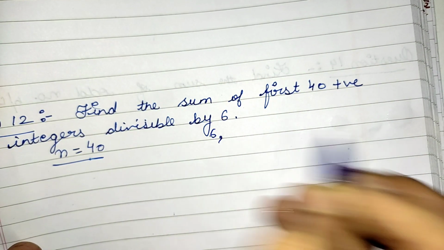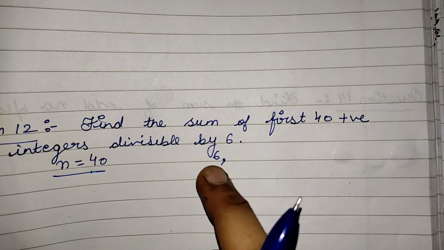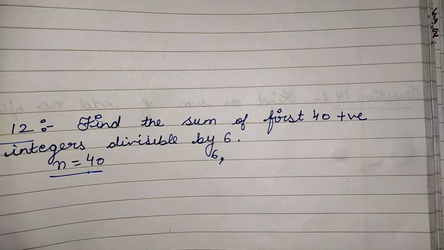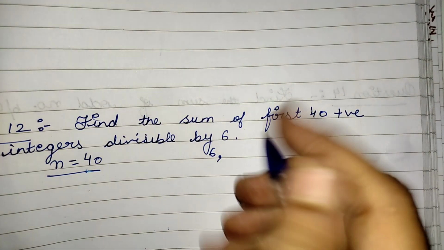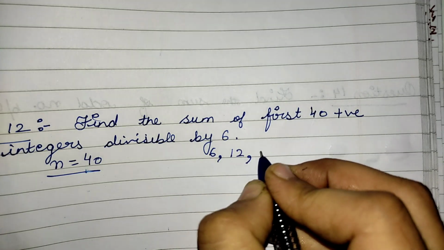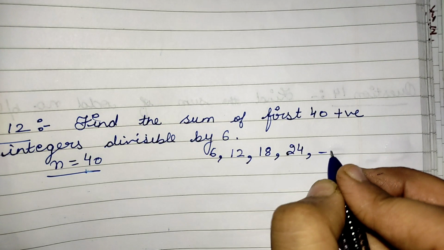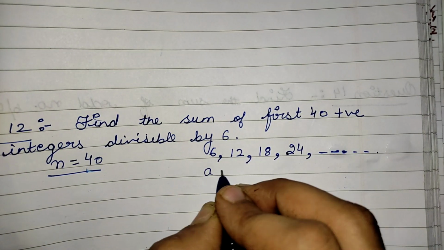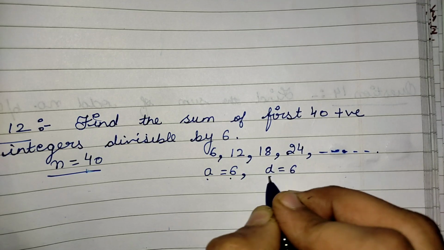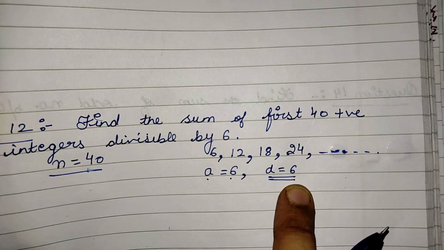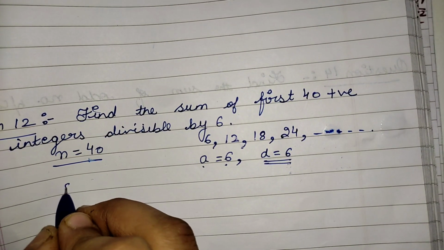We have done similar questions in exercise 5.2 also: divisible by 6 means completely divisible by 6, so my remainder will be equal to 0. So the first term is 6, second term will be 12, third term will be 18, and the fourth term will be 24. You can see very clearly that the first term is 6 and the common difference is 6, meaning 12 minus 6 is equal to 6. So what do I have to find out?